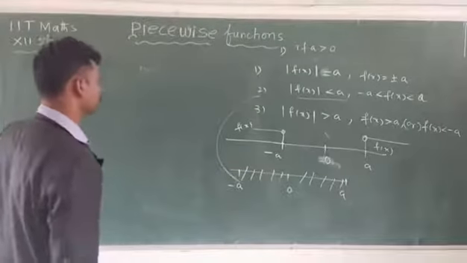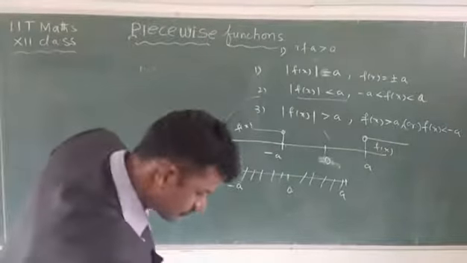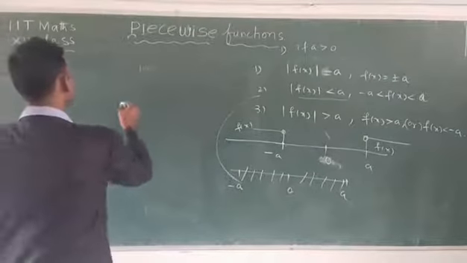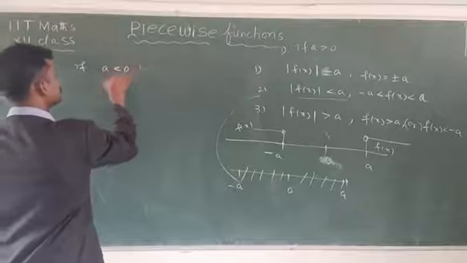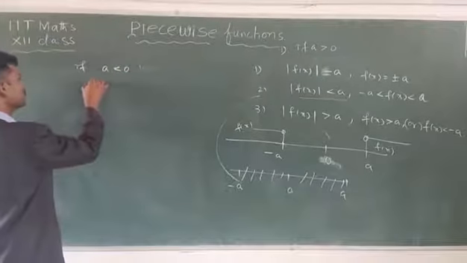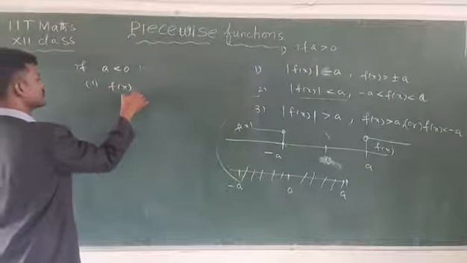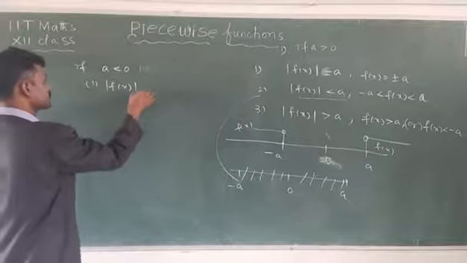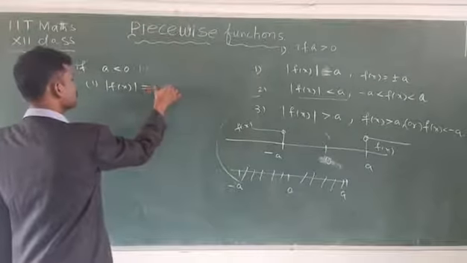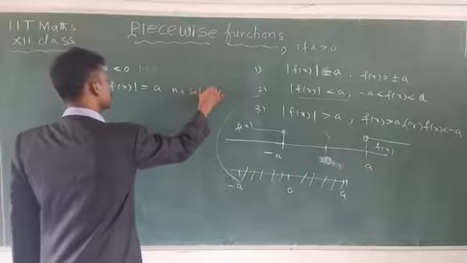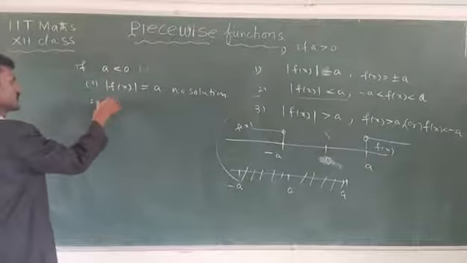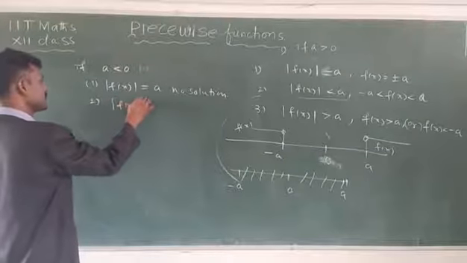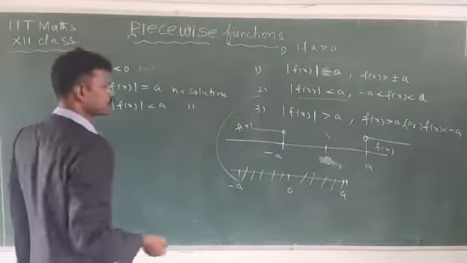Now see here. Second case we have to take: if a is less than 0, then modulus of f of x is equal to a has no solution. Why? Because here less than a means not possible. Second one, modulus of f of x is less than a, here also no solution.